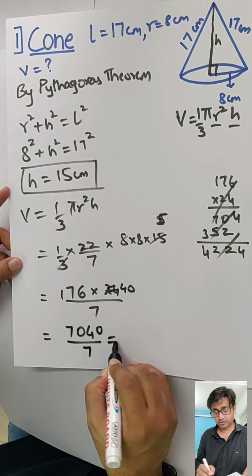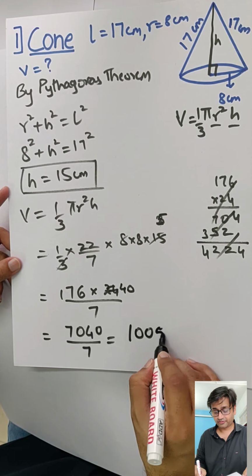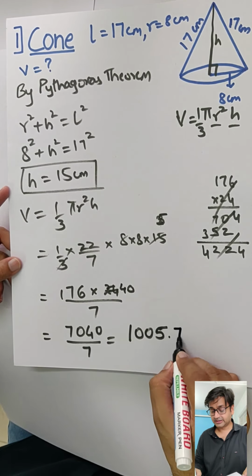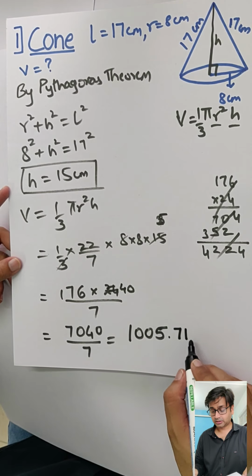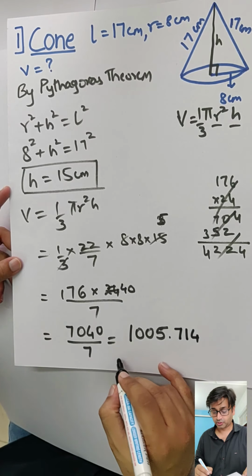So 7040 by 7. So let's divide 1 times, 0 times, again 0 times. So 5s are 30. So 5 is left. So 5 means 7, 1, 3, so 4. Go to 3 decimals always in this chapter and then convert to 2.